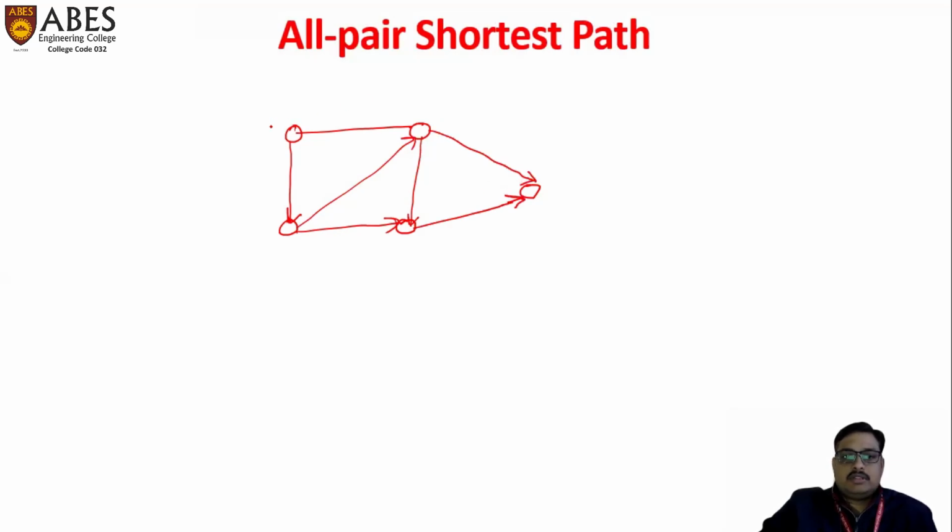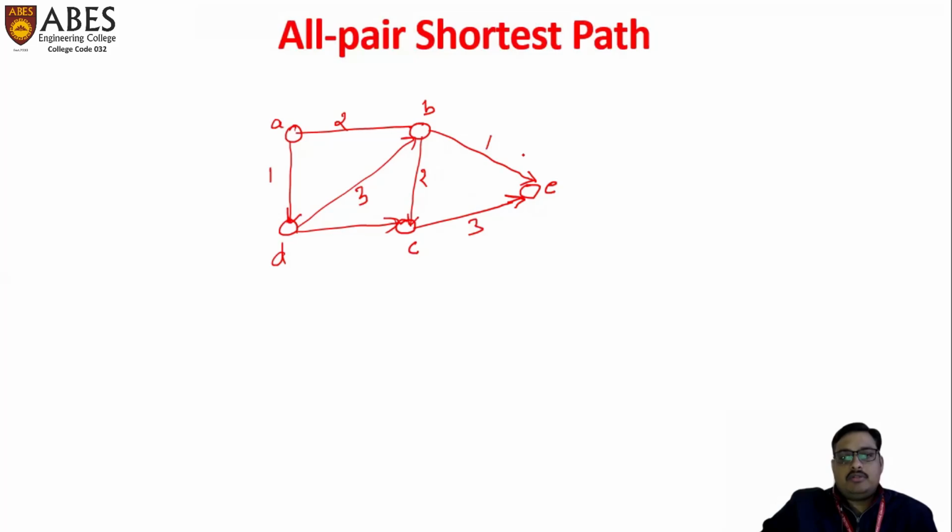Now let's say these are vertices A, B, C, D, and E, and there is some weight associated with each edge. Like this is 2, 1, and this is 3. This is again 1, and this is 2, and this is 3, and this is 1.